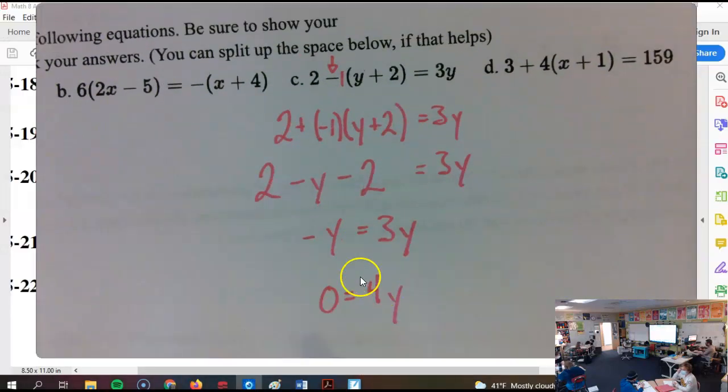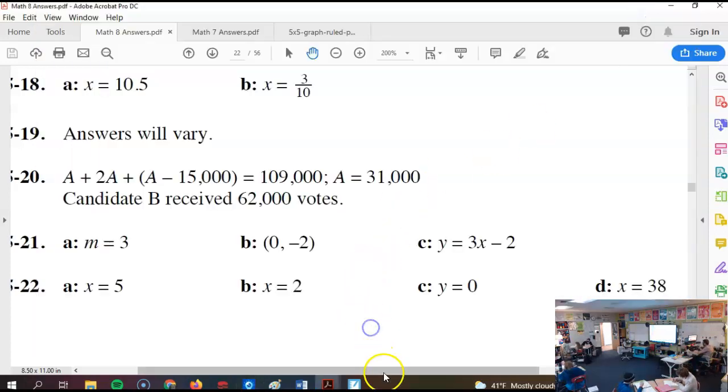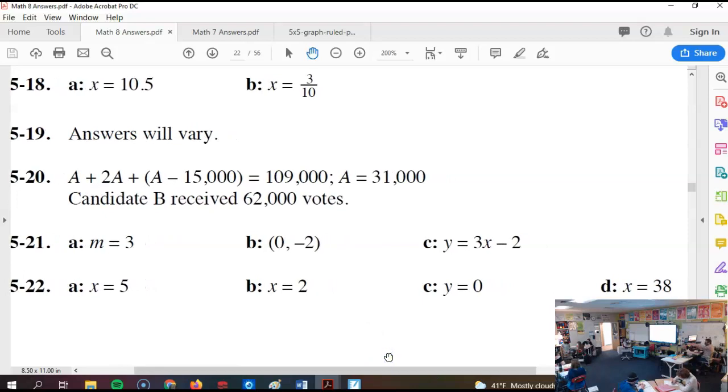This is not a contradiction. This is not no solution. This is not all real numbers. It's just 0. So, Maddie, by the amount of oohs I'm hearing, apparently your class appreciates that you asked that question. Other questions exactly like what Maddie just did.